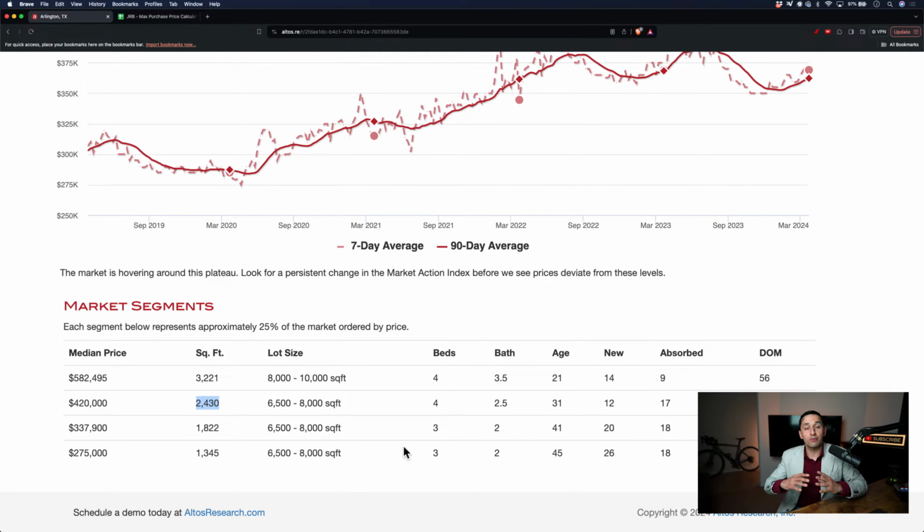Now, if you're looking for a 3-bed and 2-bath, a little bit smaller, then you're looking at about $338,000. Now, if you're looking for a smaller home, 1,300 square feet, roughly that's under $300,000. So the reason I like this tool, which is free for you to use, you just go to altos.re. It gives you this breakdown.